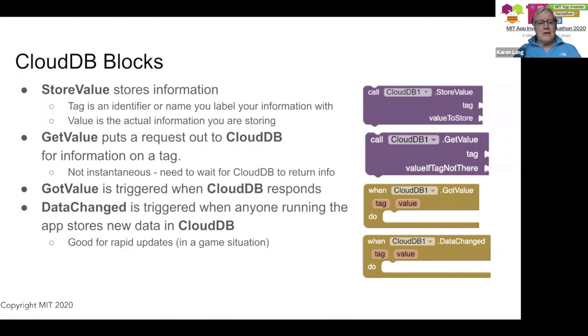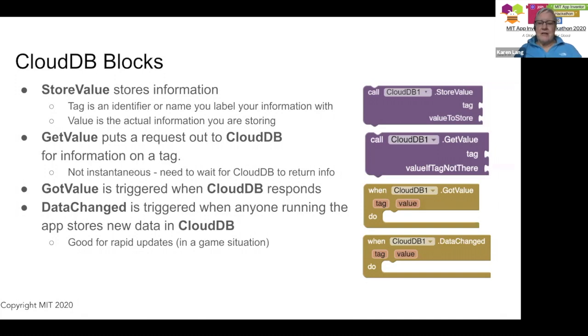These are the 4 blocks that are available. So again, store value stores information. You give it a tag and a value. So tag is an identifier or a name. It's like giving a name to a variable, right? You have to give it a name so you know what to call it to get the information. So there's the tag, but then the actual value being stored is different.